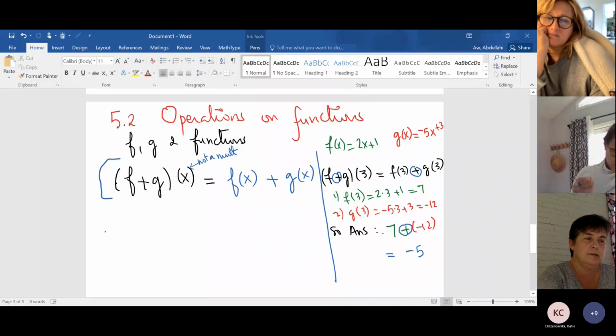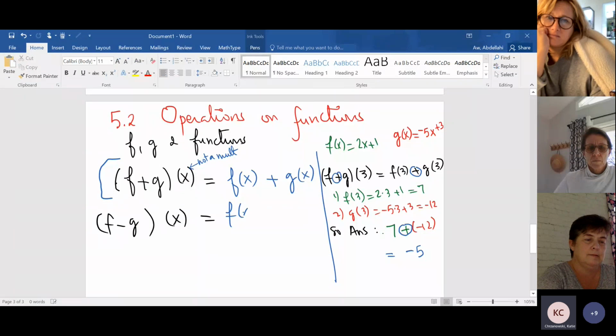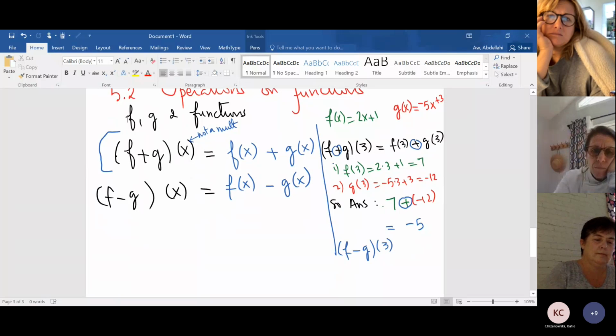If you do f minus g of x, by definition, it's going to be f of x minus g of x, right? So right here, if I ask you this question now, what is f minus g of 3? Not to repeat the same work, we already have f of 3 and g of 3. What are you going to do to both numbers?